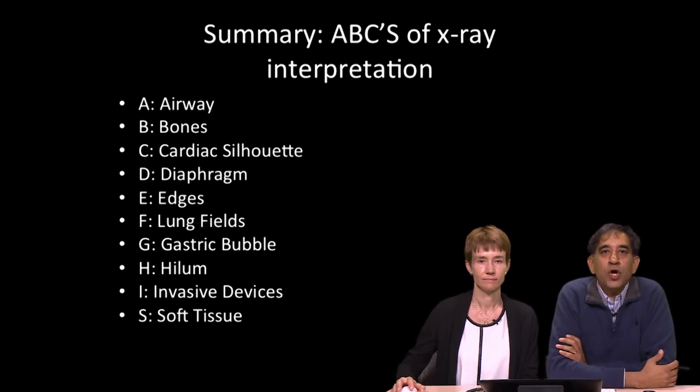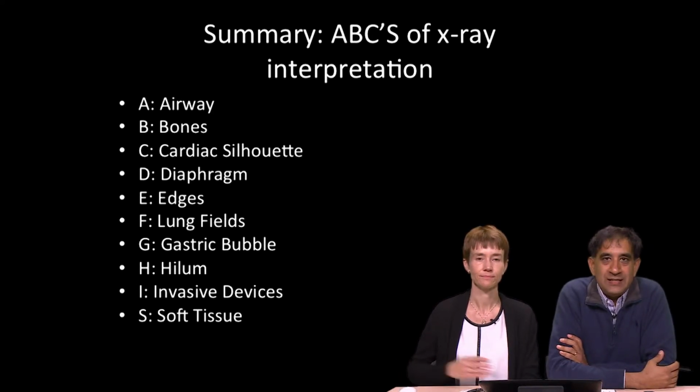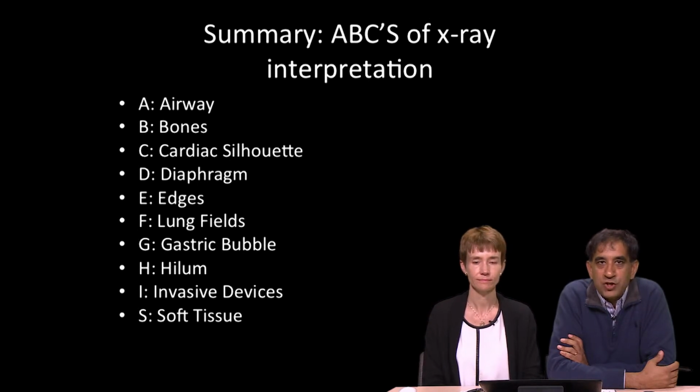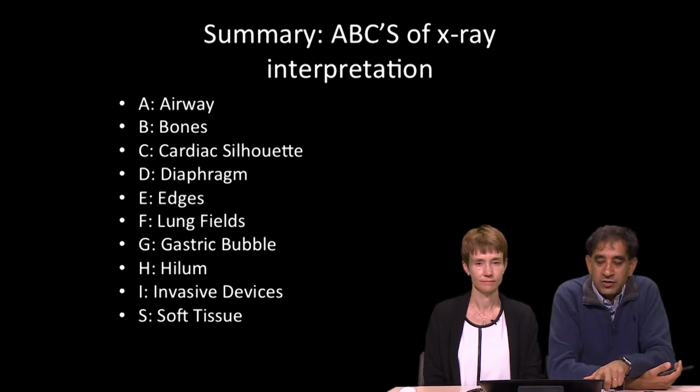And then we're going to go through the ABCs of X-ray interpretation. As mentioned, airway, bones, cardiac silhouette, and mediastinum. Evaluate the diaphragm, edges, lung fields, gastric bubble, the hilar structures, any invasive devices, and finally, the soft tissues.